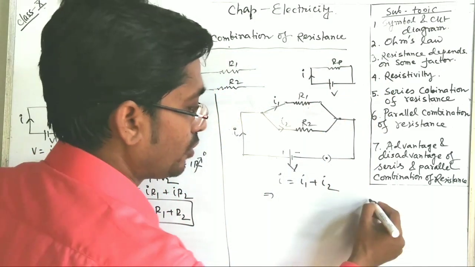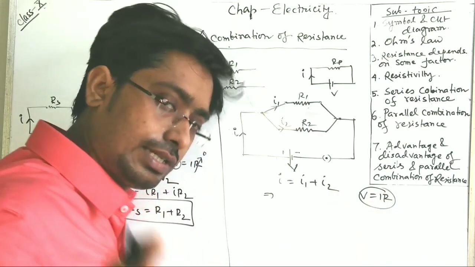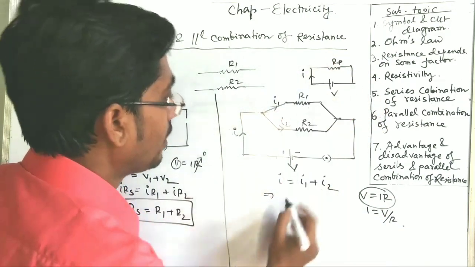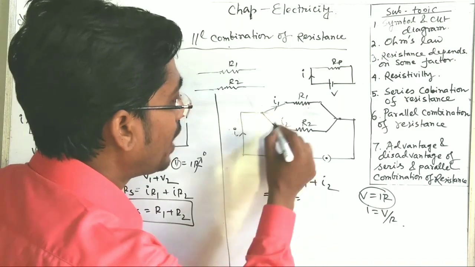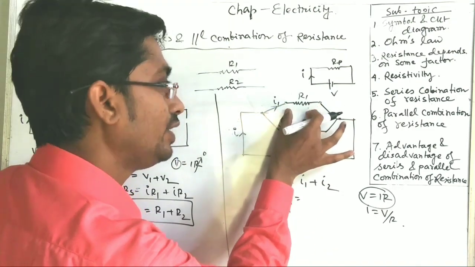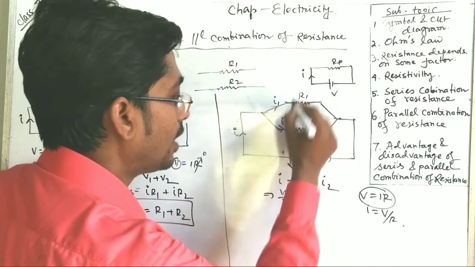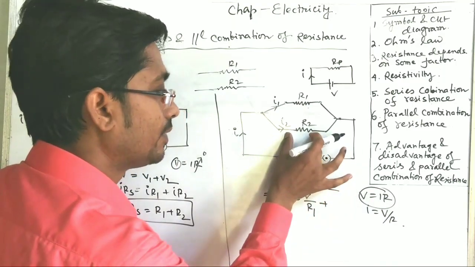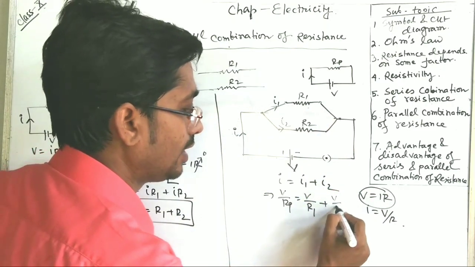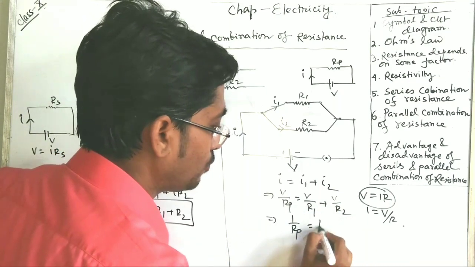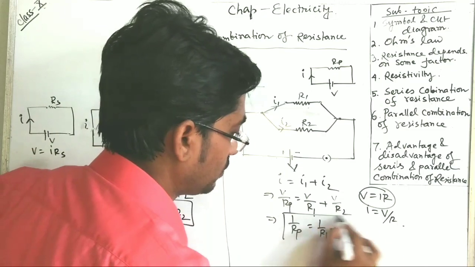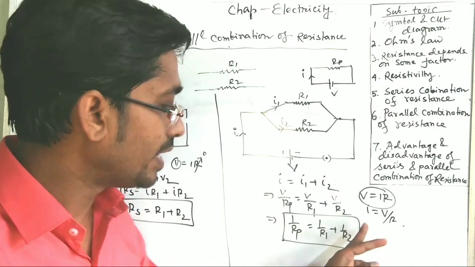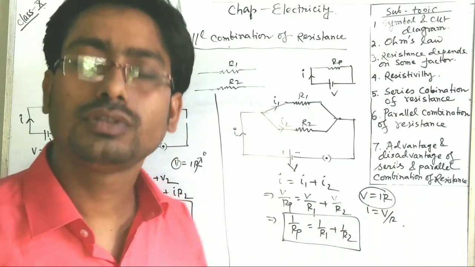So I is equal to V by R, from the main guiding equation, Ohm's law, V is equal to IR. So V by Rp is equal to I1 plus I2. What is the voltage drop across R1? V. So I1 is V by R1. I2 means the current through R2, where the voltage is the same V, so it is V by R2. Then 1 by Rp is equal to 1 by R1 plus 1 by R2. So this is the equation. If more than two resistances are there, they will be added in this way: 1 by R3, 1 by R4, up to 1 by Rn.